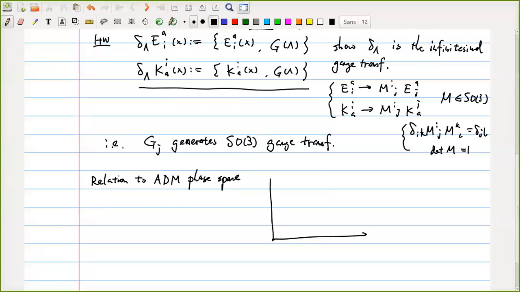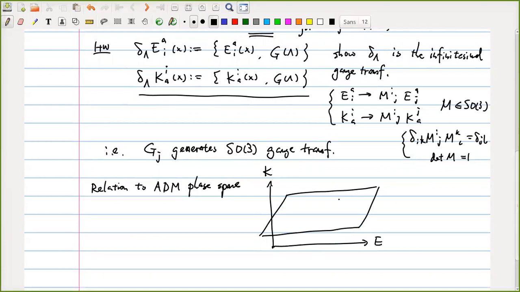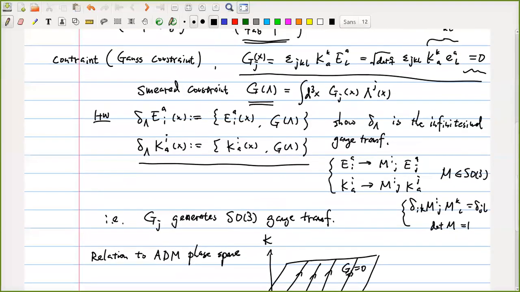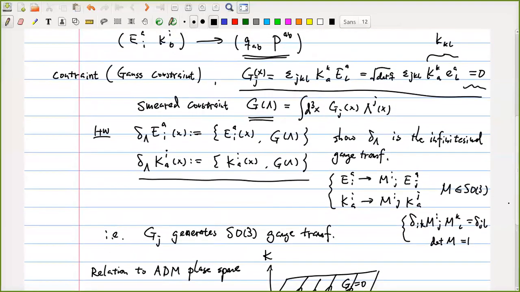So this is your extended phase space given by K and E, right? And now, firstly, you have a constraint surface, and you have this G. This is the constraint surface G_J equals 0. But at the same time, you also have the gauge orbit, generated by the constraint. And moreover, you can see that the constraint is gauge invariant.